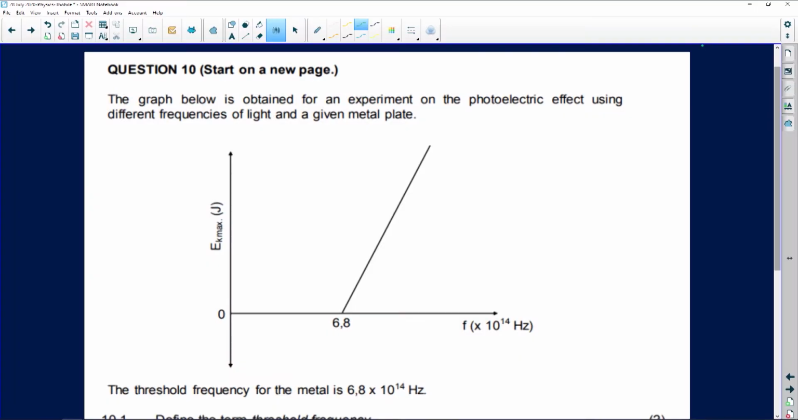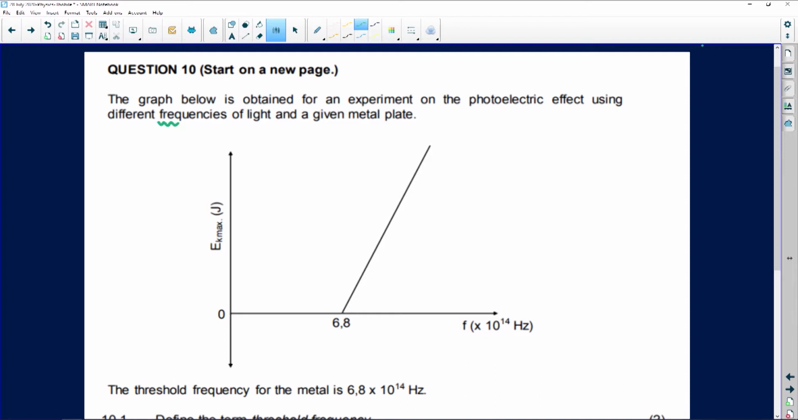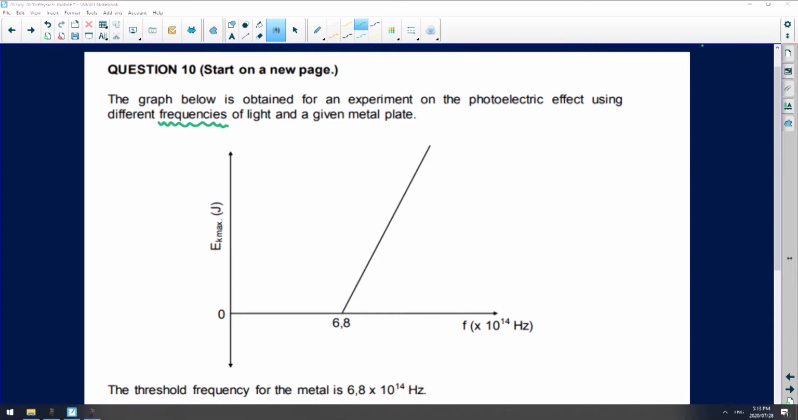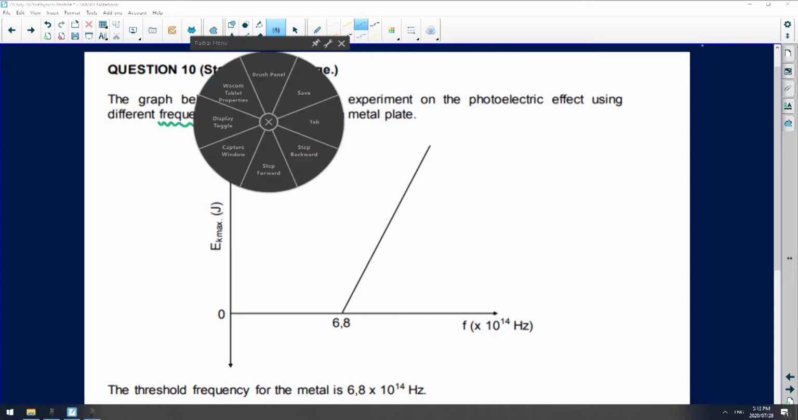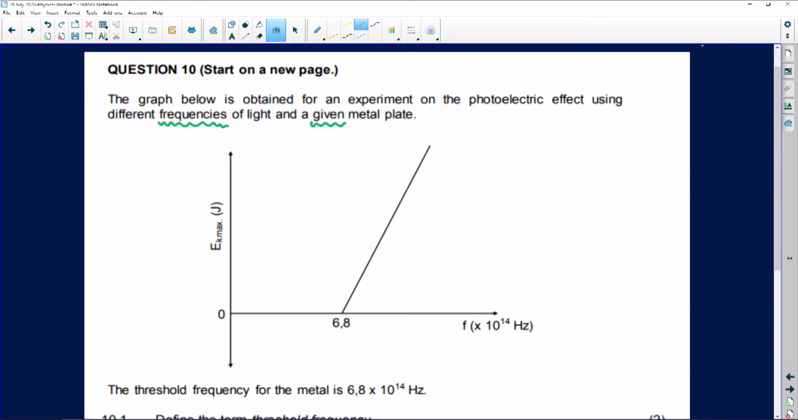For this one, it says that the graph below is obtained for an experiment on the photoelectric effect using different frequencies. Now we know when we talk about frequencies, they actually do have an effect. Frequencies of light of a given metal. They didn't tell us what metal it is. We also know that different metals will have different work functions.